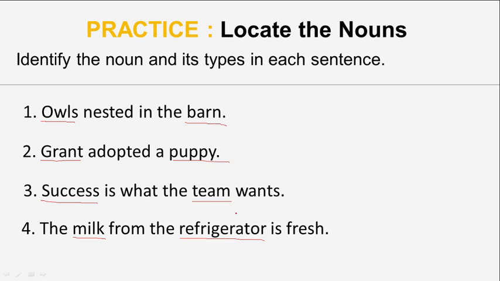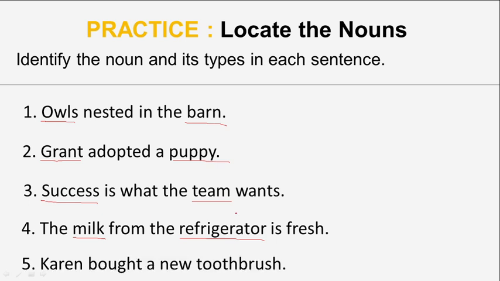Very good. Last sentence. Karen bought a new toothbrush. Let's identify the nouns here. First one we have Karen. Very good. And Karen is what? Is it a proper or common noun? Proper noun. Very good, because it is the specific name of a person. It starts with a capital letter. Is it concrete or abstract? Concrete. Is it countable or uncountable? Countable noun.